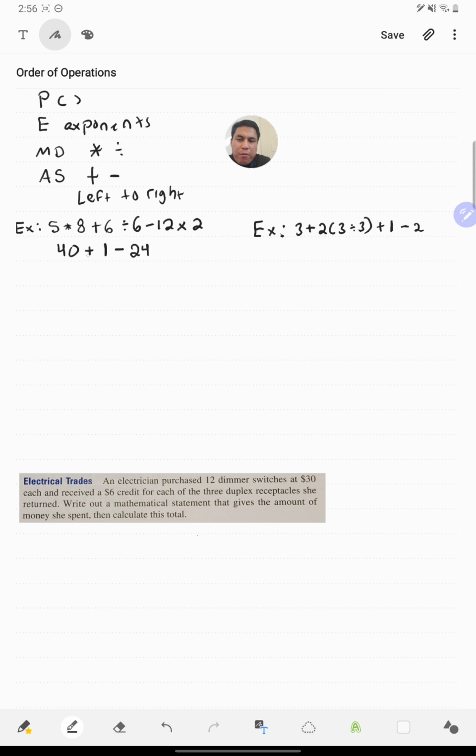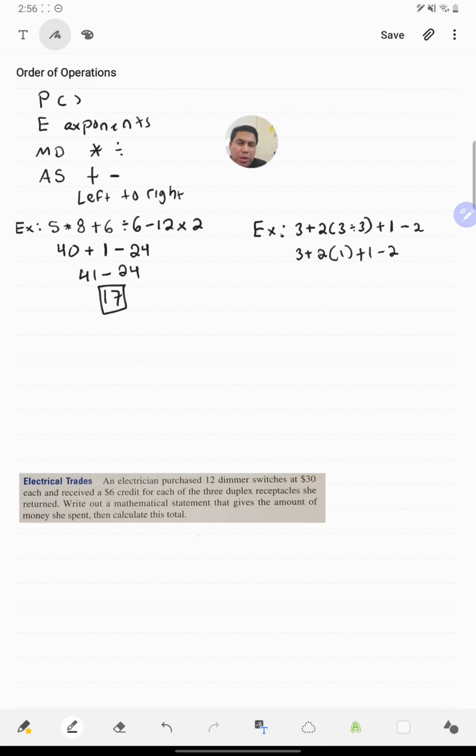So now from left to right, 40 plus 1 is 41, minus 24, and this gives me 17. Looking at our second example, in this case we do have a parenthesis, so we're going to work that out first. 3 divided by 3 is 1, plus 1 minus 2.